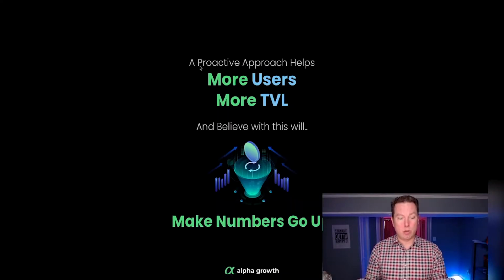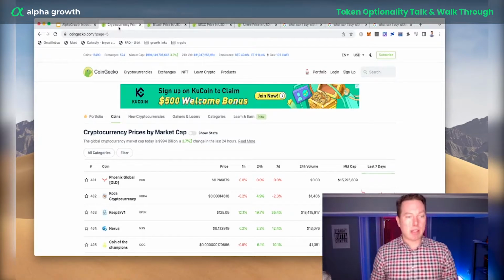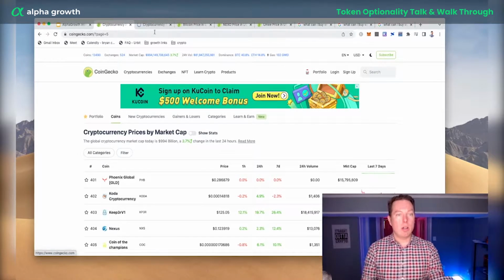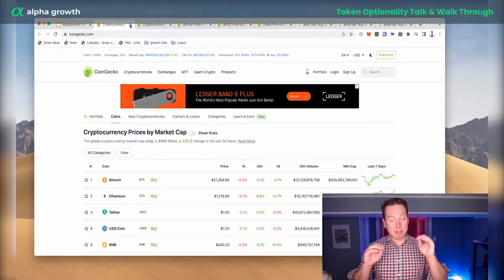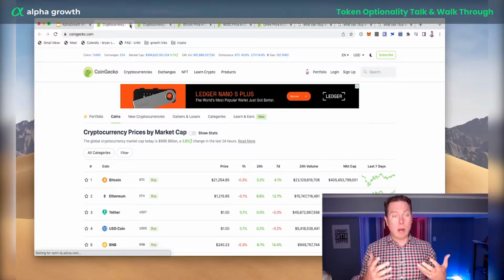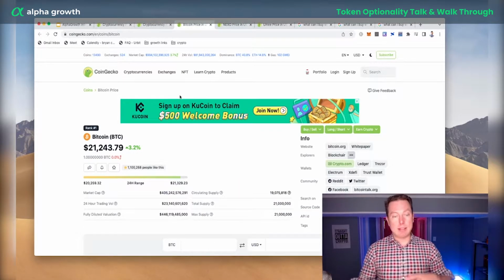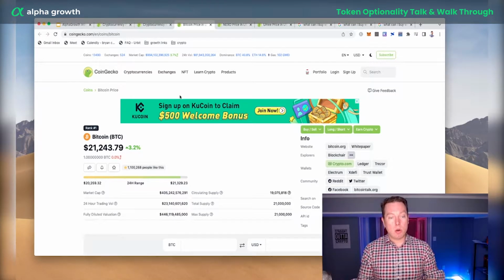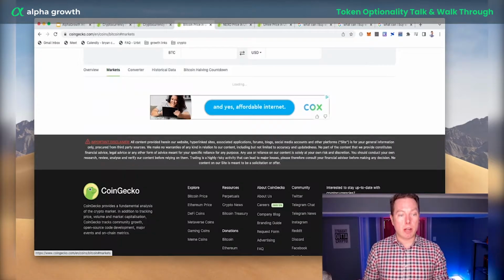Okay, cool. So we're going to go into some examples of token optionality. I'm going to go on one of my favorite sites here, CoinGecko, and we're going to use CoinGecko and some of the listings on here as a way to look at what token optionality is really all about, right? So we go to Bitcoin. It's the highest market cap coin, and we start to scroll down here. We can look at the different markets.